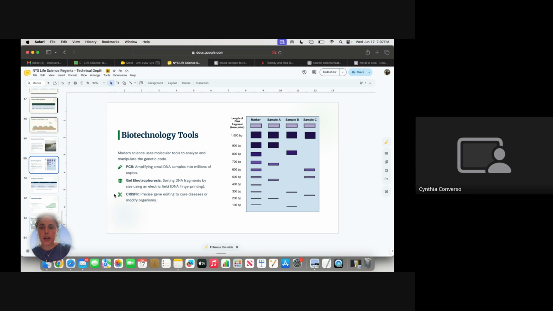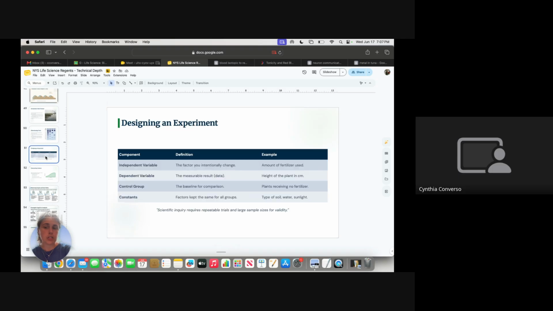All right, CRISPR is a gene editing tool that may come up. All right, so you can edit your genes, kind of. All right, other things that may come up is designing experiments.